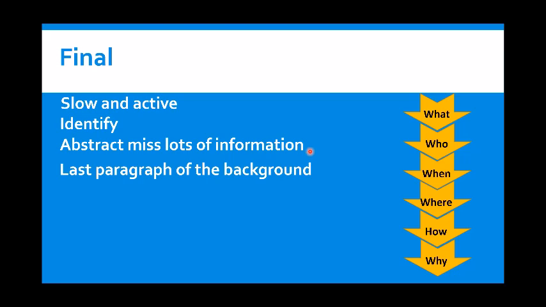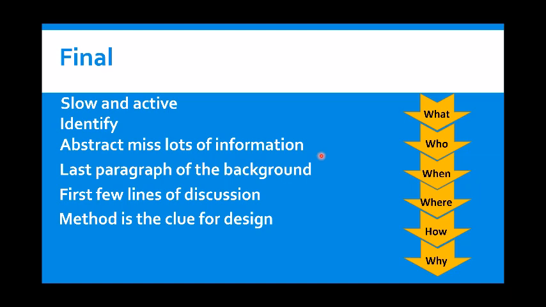And remember, if you want to read the entire article, start with the last paragraph of the background, because it tells you the unknown, and sometimes mentions the gap or the bridge the researcher wants to build to link the known to the unknown. It's also vital to read the first few lines of the discussion because they summarize the result. So the last paragraph tells you the intent, and the first few lines of the discussion usually summarize the result. And when you scan the method, look at the study design, because the method is the clue for the study design. When you have the study design, you will know the bias.